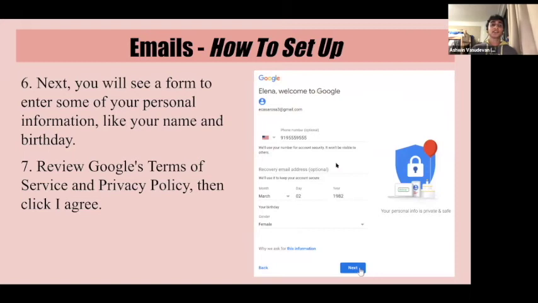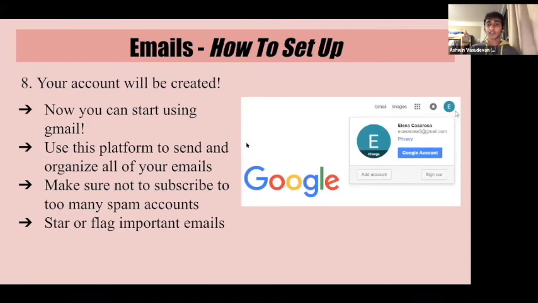Yeah. So the next step is to add some of your personal information, like your name and your birthday, and then you would review Google's terms of policy. I just clicked the check button for that. Yeah, name, birthday, and gender. And then once you do that, your account will be created. And with that, you can start using Gmail.